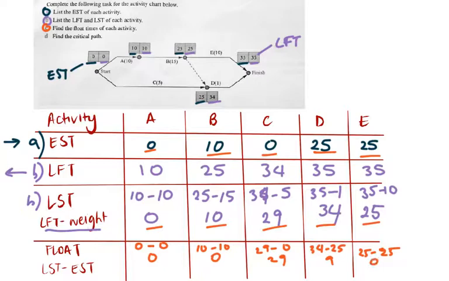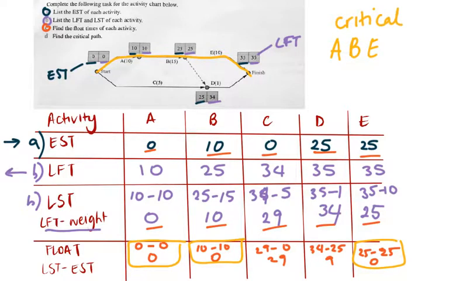So if you remember, any of the float times calculated that are 0 are along our critical path. So activities A, B, and E are our critical path. So that is from start to A to B to E to finish. Our critical path for this particular activity chart is A, B, E. And we found that by calculating the float time of each activity.